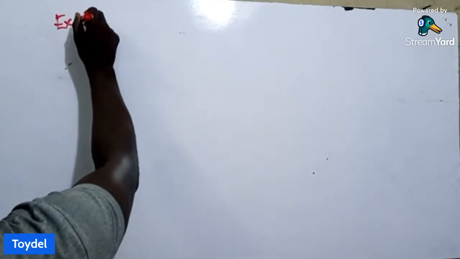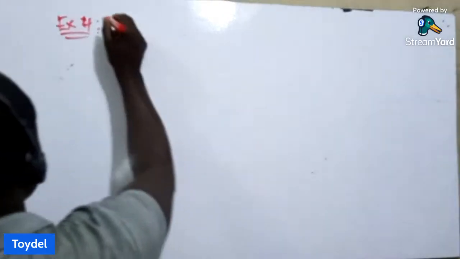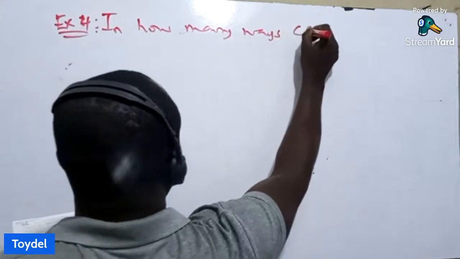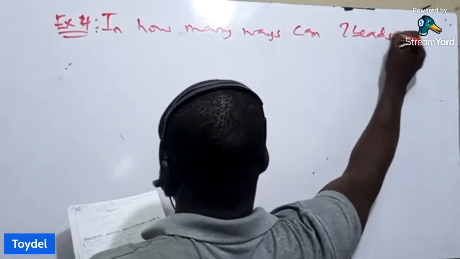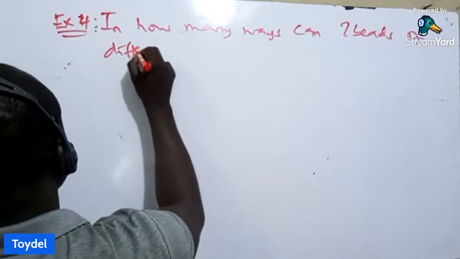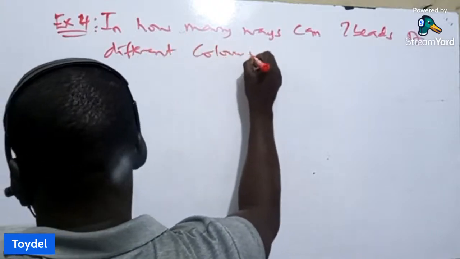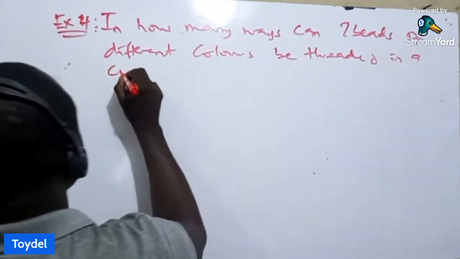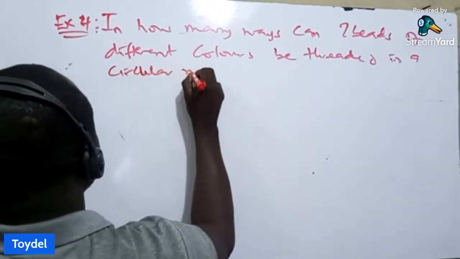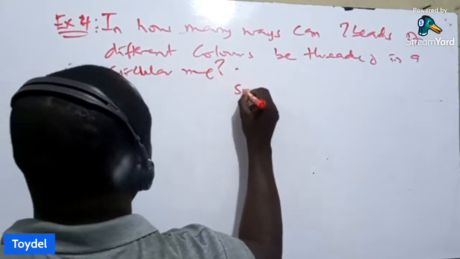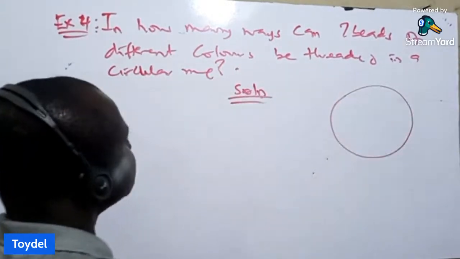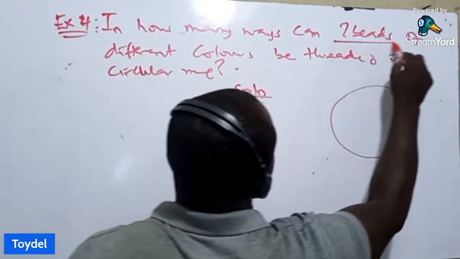Then let's give another example that involves a non-living thing. Let's say example 4. In this case now, the question says, in how many ways can 7 beads of different colors be arranged in a circular ring? Of course, this also involves a circle. It's a circular arrangement. But in this case now, we are dealing with beads, which are non-living.